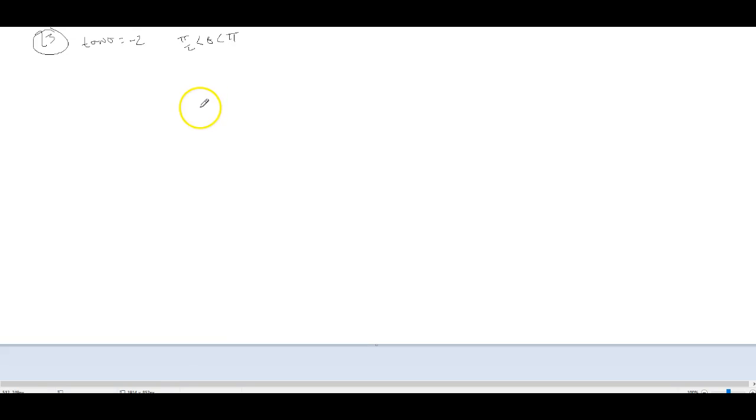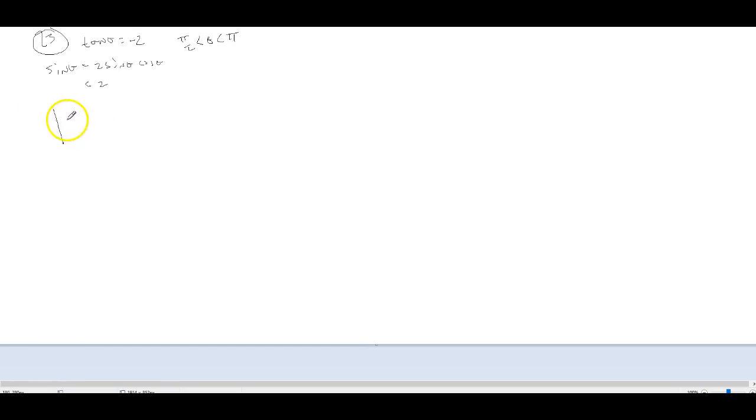Why would I need that? Well, I'm trying to find sine of 2 theta. So sine of 2 theta equals 2 sine theta cosine theta. I don't know what sine of theta is, but I was given this information about theta, so now I'm going to draw it down here.